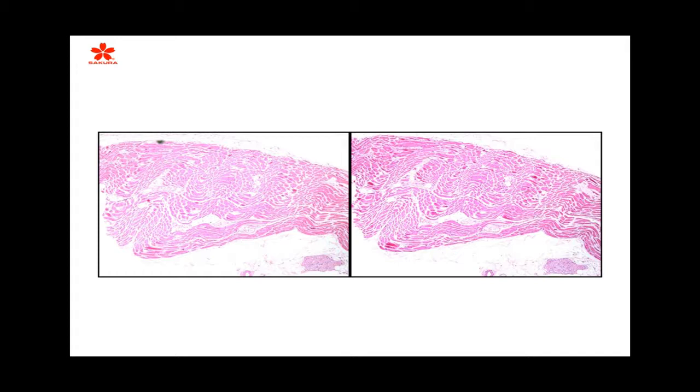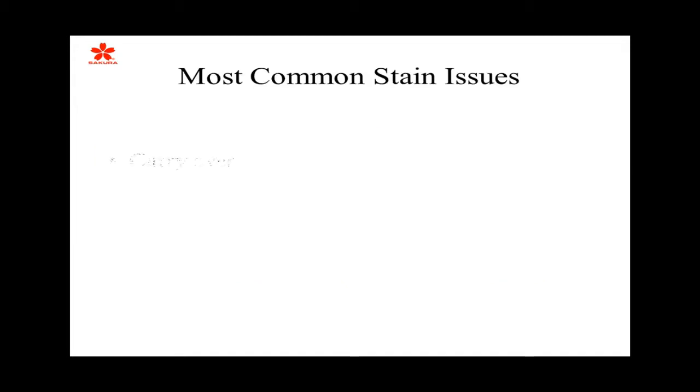Of course, muscle has a strong affinity for the eosin dye. And on the left, it's a little paler. Once again, first slide going through on the right and approximately 500 slides going through on the left. So what brings up or causes these common stain issues?